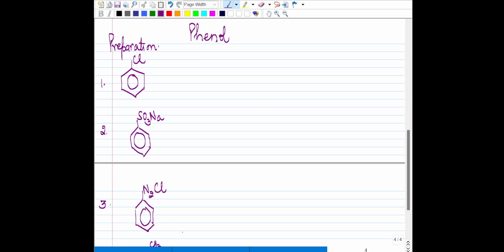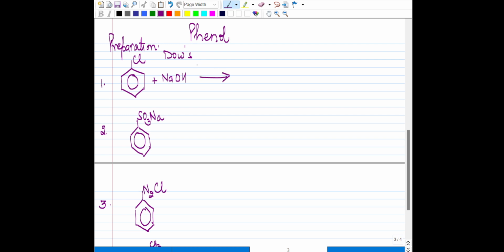Hello students, so we are going to take up today the preparation of phenol. So how to prepare phenol, right? First we take up from chlorobenzene. The name of the reaction is the Dow process. So what do we do? We take chlorobenzene and we fuse this with sodium hydroxide.